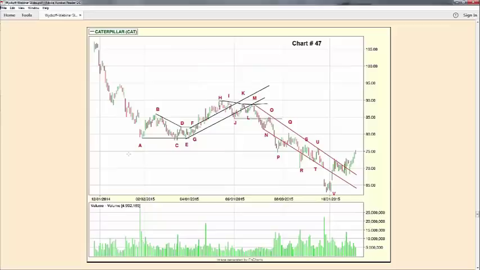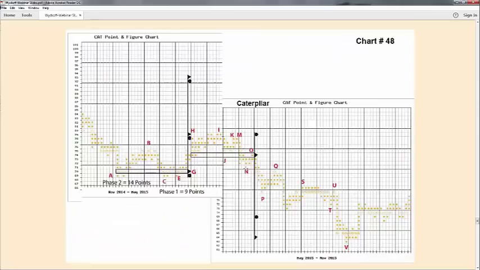Was the objective accomplished to the upside? Because we're looking at Caterpillar as for a down move. Well, let's take a look. Okay, Caterpillar at point A went through a selling climax, and a last point of support at point G. We have a fairly large count of 4, 9, 14, 19, 23, 24 points from point G all the way up. This gave us a maximum objective of $93 a share.